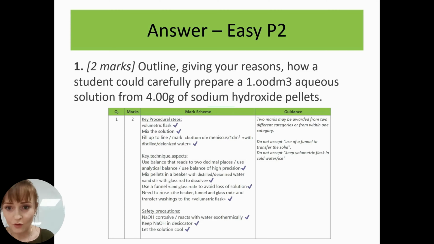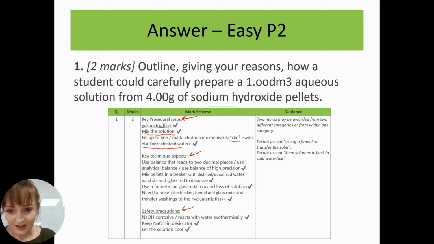Things that the mark scheme focused on. They wanted you to mention the pieces of equipment like the volumetric flask and the fact that it's important to mix it and to make sure that you fill up to the line or the 1 decimeters cubed mark of the volumetric flask with distilled or deionized water. Any 2 points from either the key procedural steps, the technique aspects, or the safety precautions were accepted.